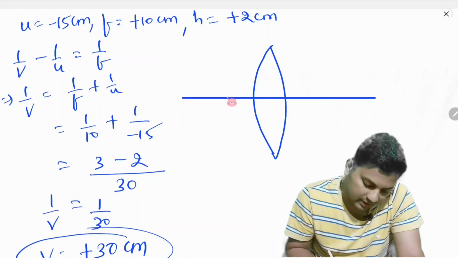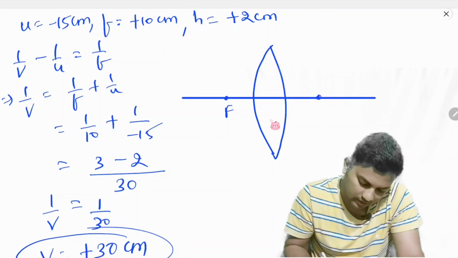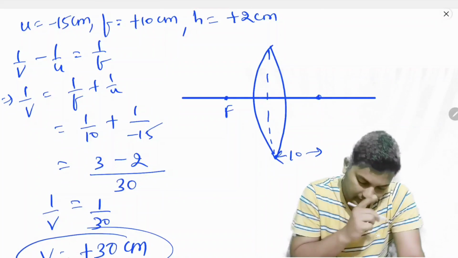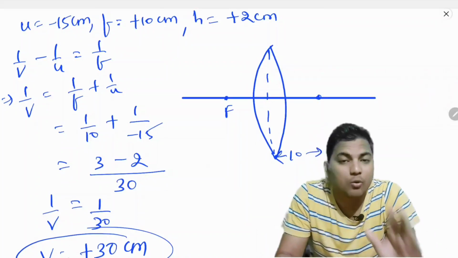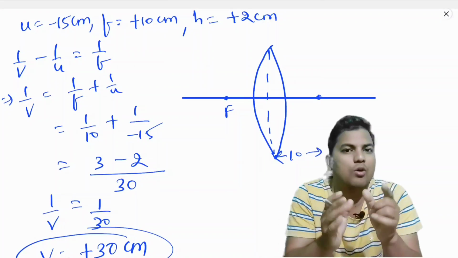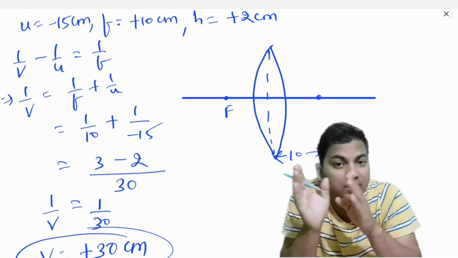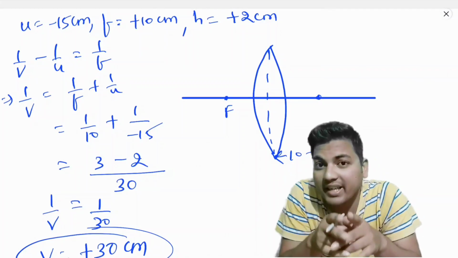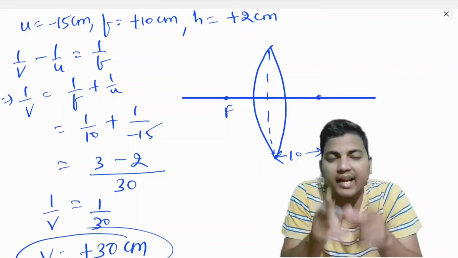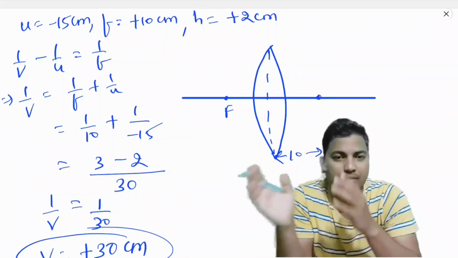Clear? Here it is given that focus is 10 centimeter. This one is 10 centimeter, and here object is minus 15. That means object is beyond focus, between center and focus. We of course know that if object is between focus and center, we will be getting our image beyond the center, and our image will be larger than the object. We have already read this in the previous class.